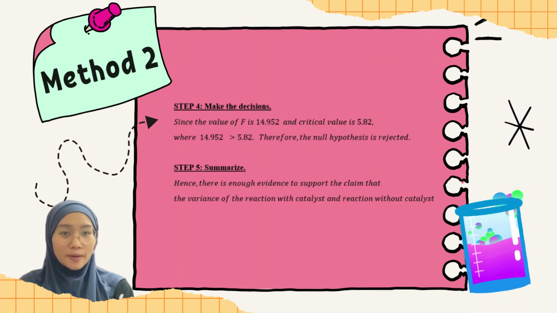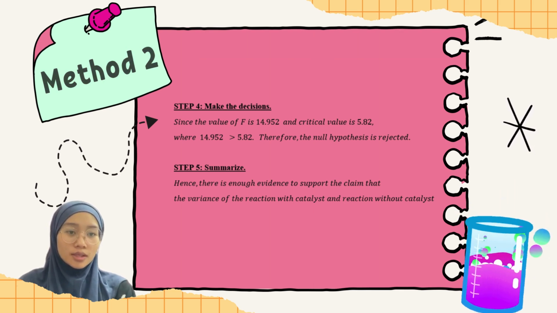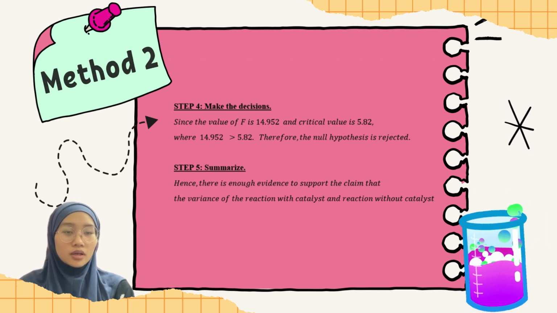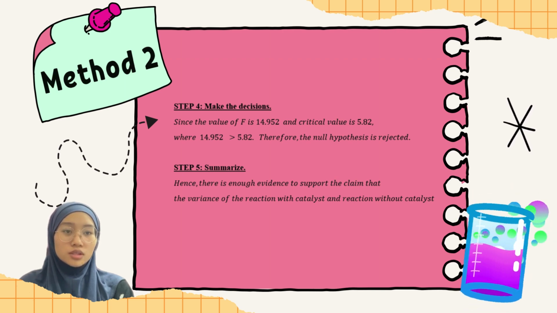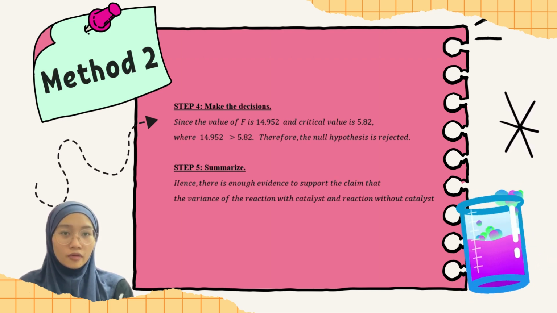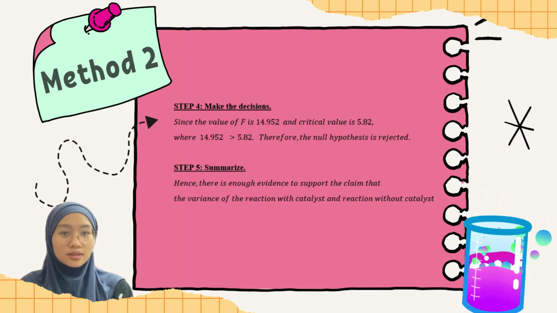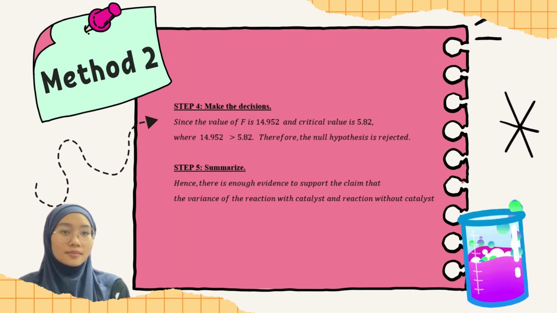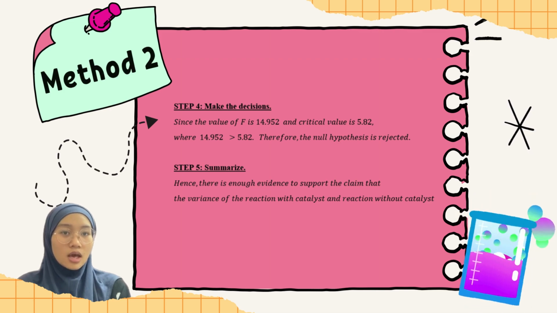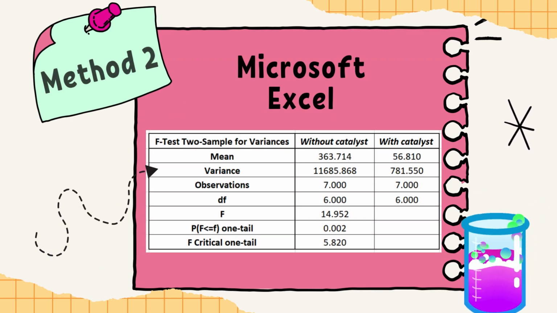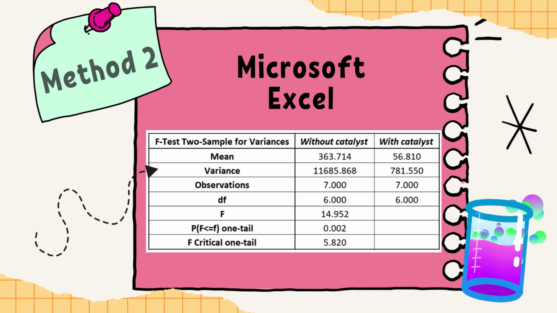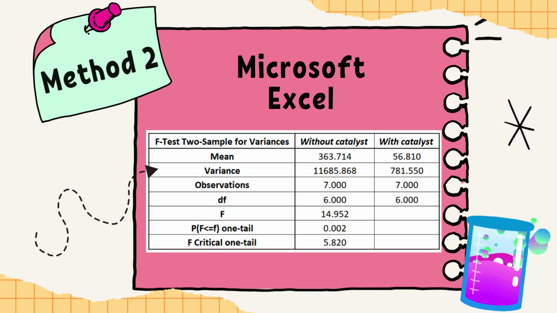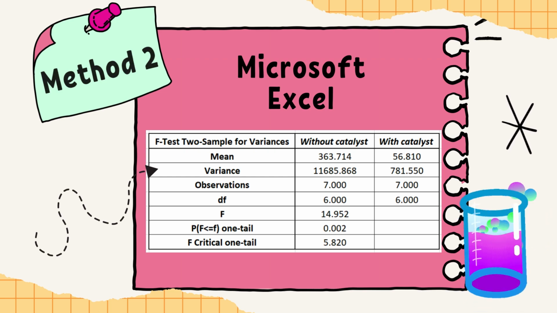Step 4 is to make the decision. Since the test value of F is 14.952 and the critical value of F is 5.82, where 14.952 is greater than 5.82, therefore, the null hypothesis is rejected. Step 5 is to summarize the calculation. Hence, there is enough evidence to support the claim that the variance of the reaction with catalyst and without catalyst is different. The value of the F test for two sample variances using data analysis in Microsoft Excel and our manual calculation are exactly the same.